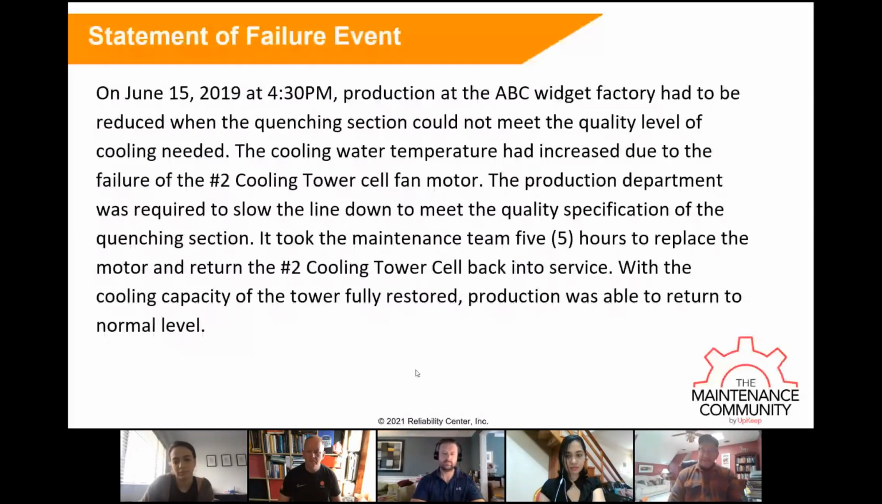Now, this is a typical failure statement because all it's doing is representing the facts that occurred. It's not saying what we think happened. It's not saying what we think caused it. It's just what happened. Okay.